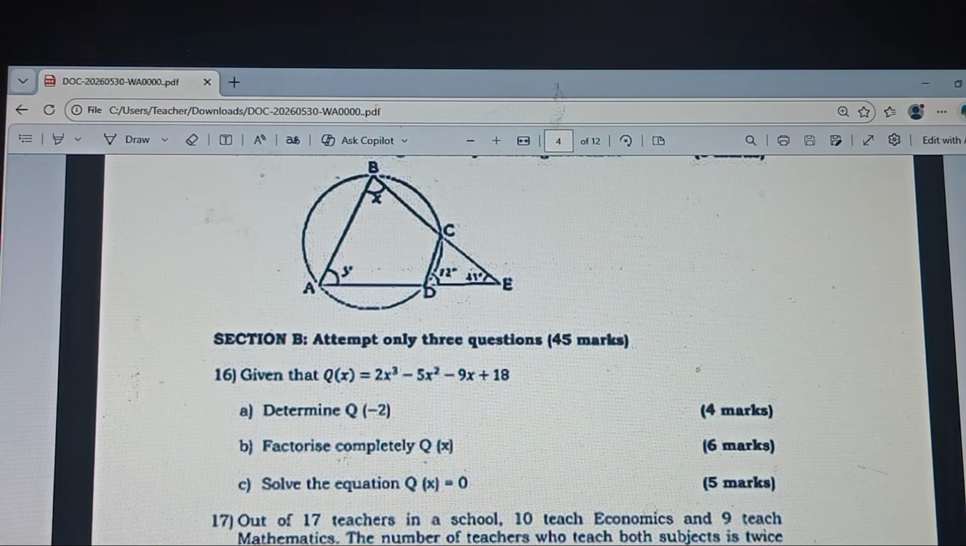Yes. Question number 17. Out of 17 teachers in the school, 10 teach economics, 9 teach mathematics. The number who teach both subjects is twice the number who teach none. The hint here is that it's twice. It means the number of both is 2x, but the number of none is x. That is the hint. If you understand that one, the question is already finished.